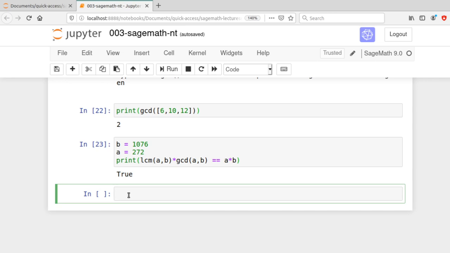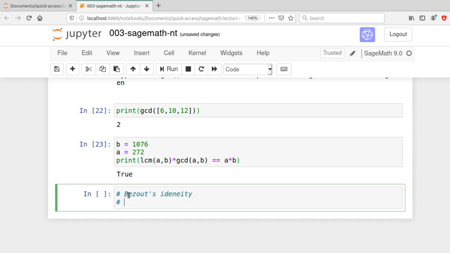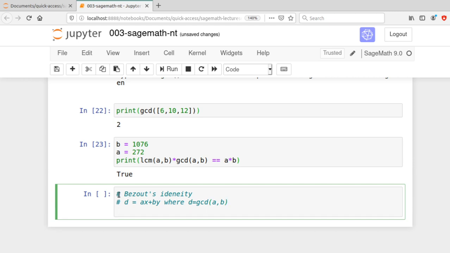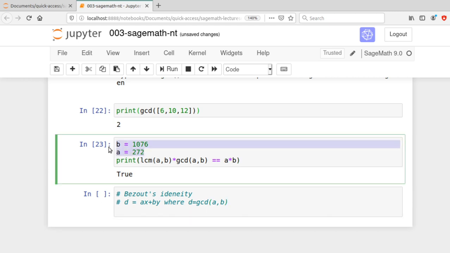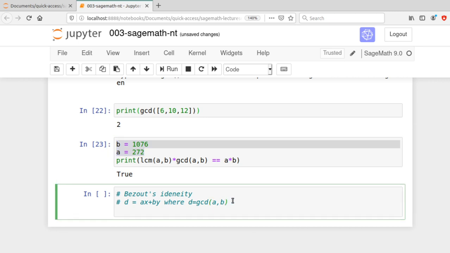Now we are going to express the GCD of two numbers as a linear combination of the two numbers, which is Bezout's identity. Bezout's identity is nothing but D equal to AX plus BY, where D is the GCD of A and B. So we need to find X and Y satisfying D equal to AX plus BY. We are going to take the same example here, B equal to this and A equal to this.